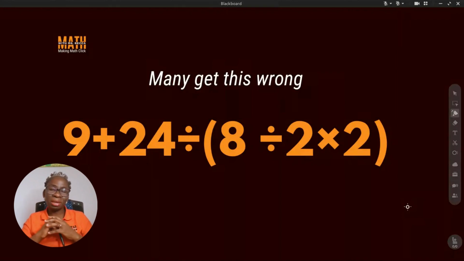Why do many people get this question wrong? You will find out now. Now, to solve this question, we are to use the PEMDAS or BODMAS rule. They are both the same.